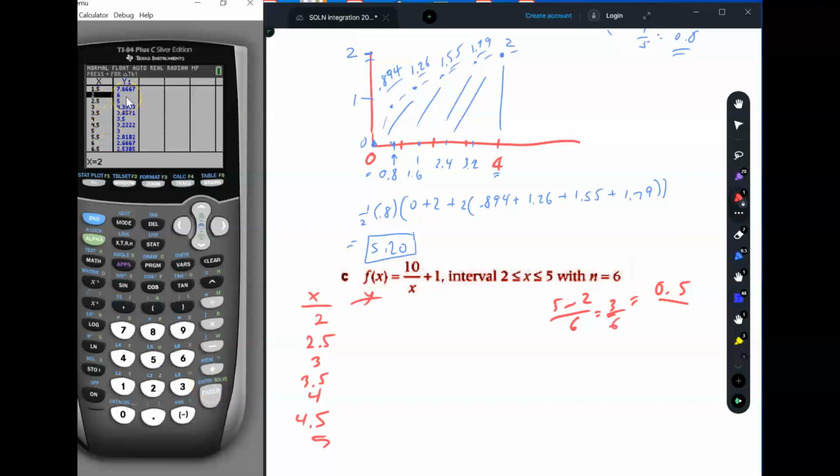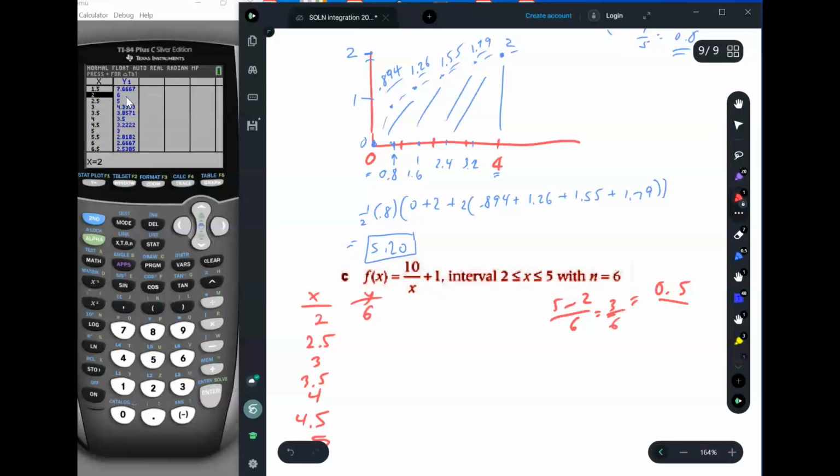Okay, and then I'm just going to copy down the values. So the y value that corresponds to 2 is 6. The y value that corresponds to 2.5 is 5. The y value that corresponds to 3 is 4.33. The y value that corresponds to 3.5 is 3.86. The y value that corresponds to 4 is 3.5. The y value that corresponds to 4.5 is 3.22. And the y value that corresponds to 5 is 3. Okay. So now what do we do?